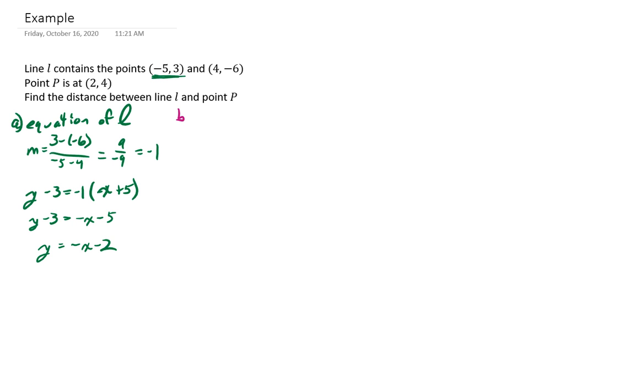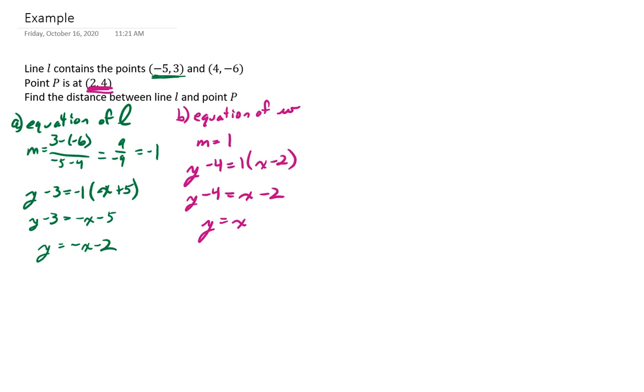Step 2, find the equation for W. Remember that W is perpendicular to L, so the slope is the opposite reciprocal. The opposite reciprocal of -1 is +1. I'm going to be using point P because I need it to go through point P, so y minus 4 is equal to 1 parenthesis x minus 2. I'm going to isolate y here because of what I'm going to do in the next step. So distribute the 1 to get rid of the parentheses. Add 4 to both sides to get y by itself.